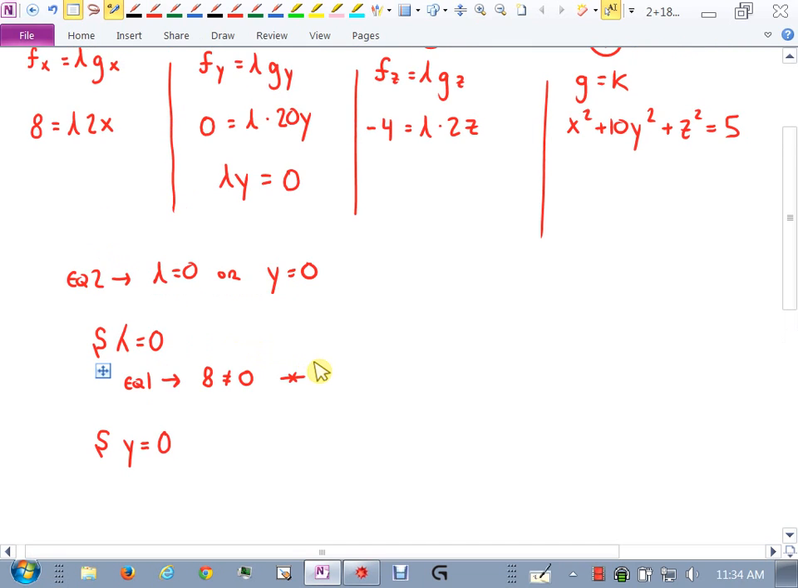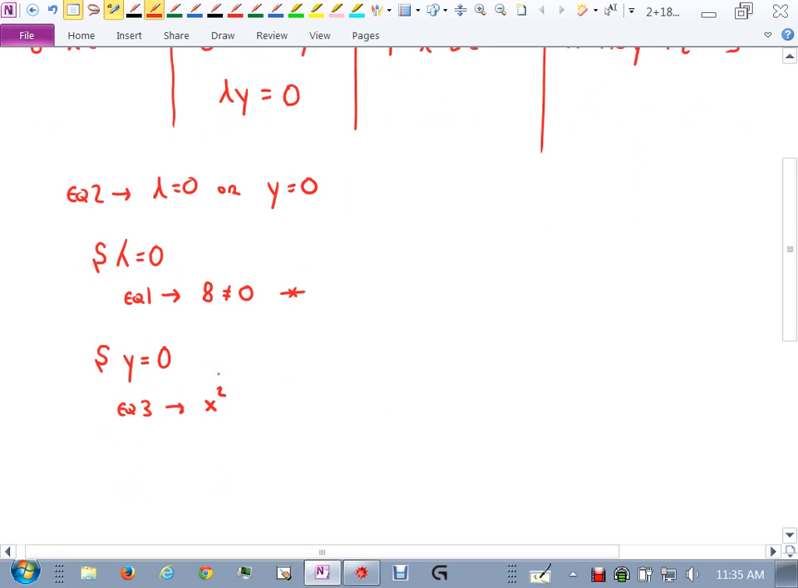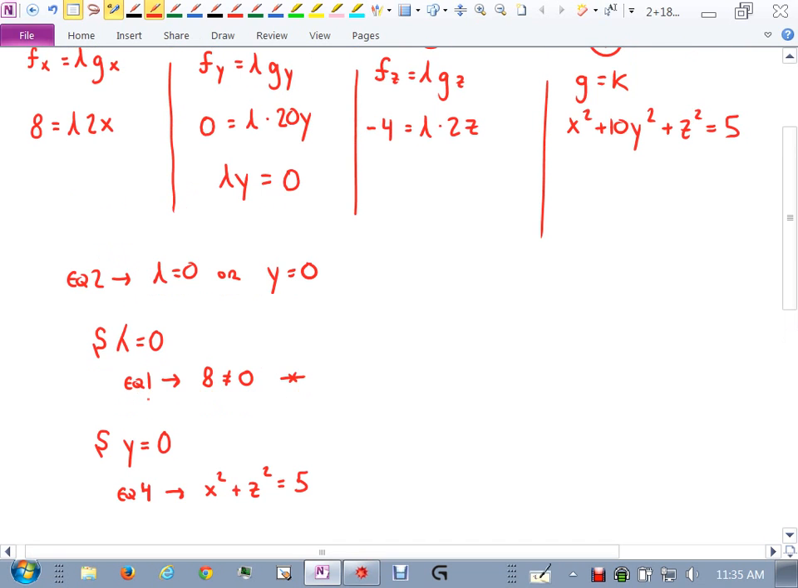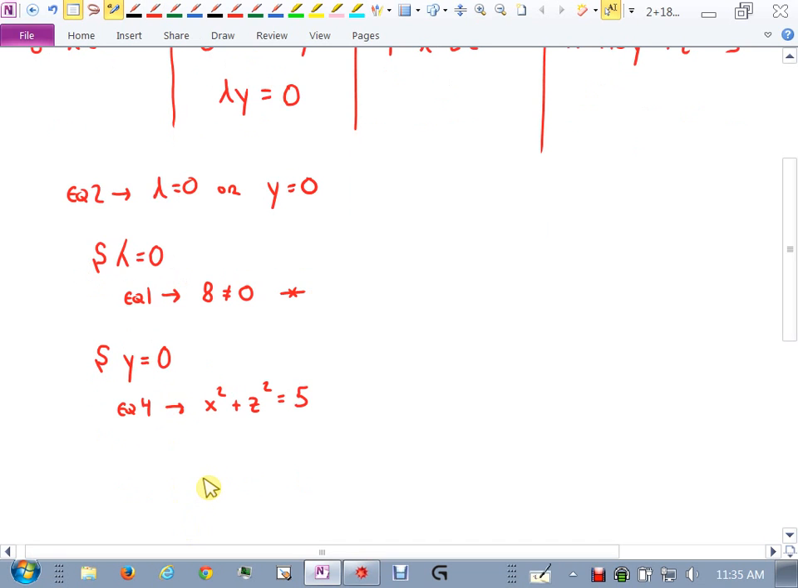So what can you tell me if y is 0? Equation 3 is the only one that has y in it, right? Go into equation 3, replace y with 0. You get x squared plus z squared must be 5. Oh, yeah, it's equation 4. Thank you. Well, I've got an equation here. I still have two variables in it, so I can't solve that uniquely.